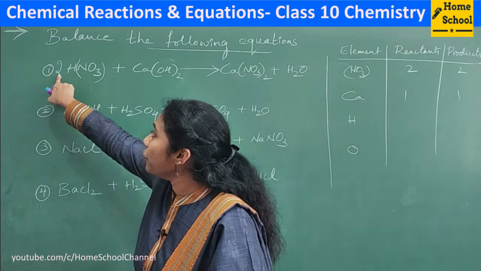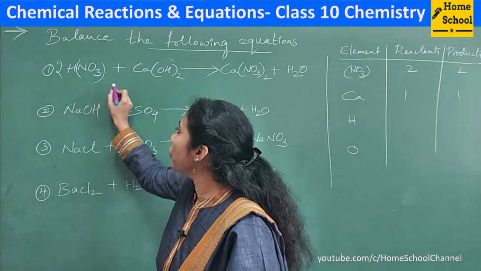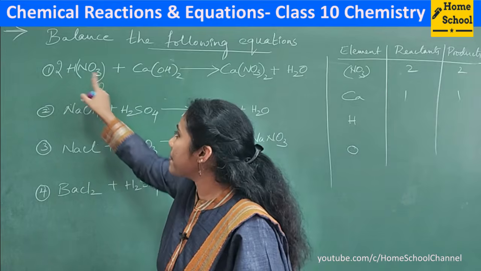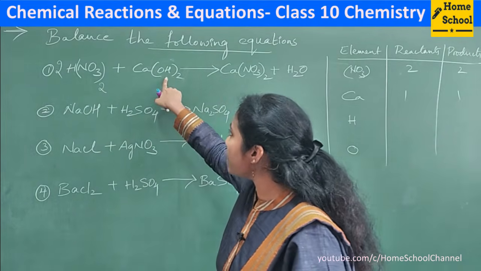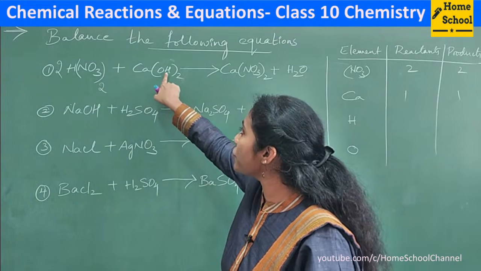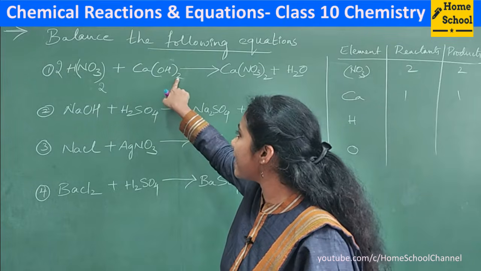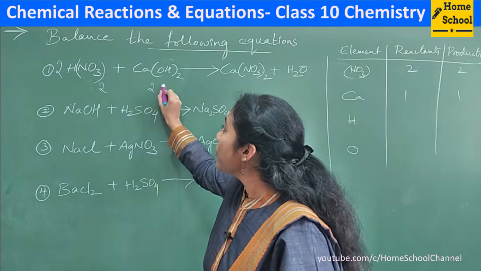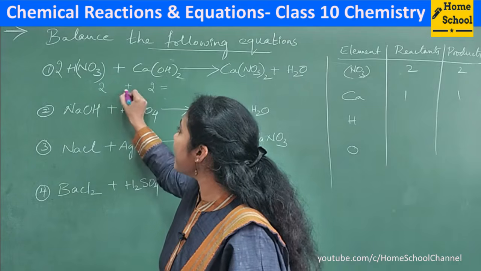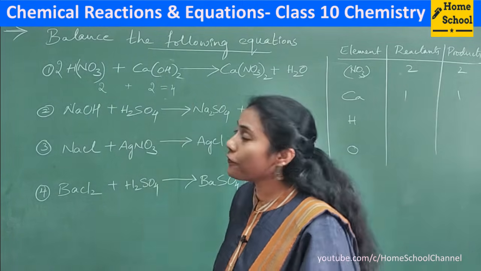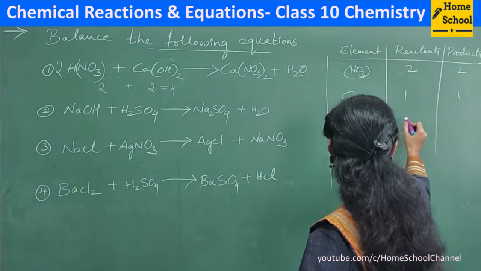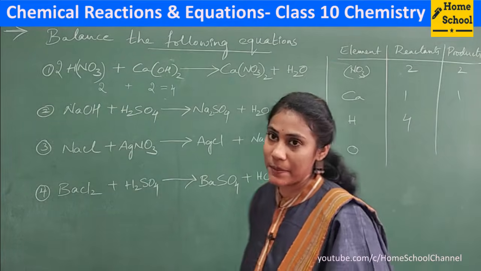When you put this 2, it belongs to hydrogen also. So here 2 hydrogen atoms are there, and coming to this formula, you see this 2 belongs to hydrogen and oxygen. It means that there are 2 hydrogens. So altogether in the reactant side, how many hydrogen atoms are there? 4 are there. So in the reactant side, you have 4 hydrogen atoms.